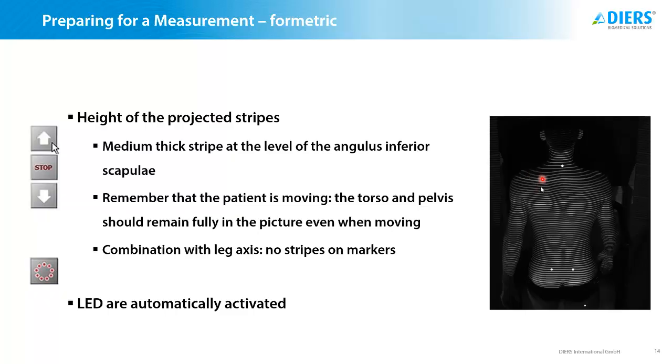During walking or during running, the patient is moving up and down. Just make sure that you have stripes available above the vertebral column and that you have stripes available on this pelvis area. If you use a combination with leg axis, make sure you have no stripes on the markers you want to measure.